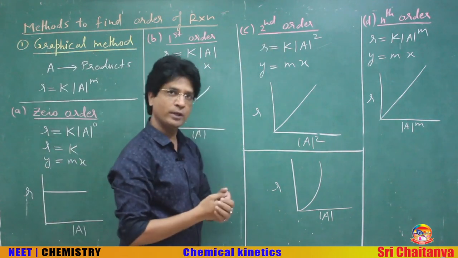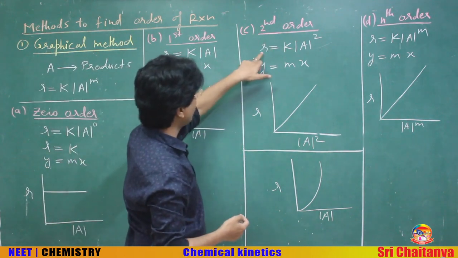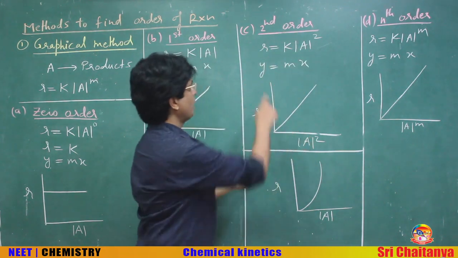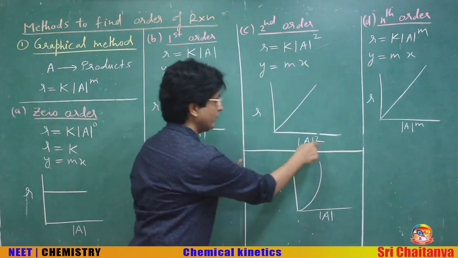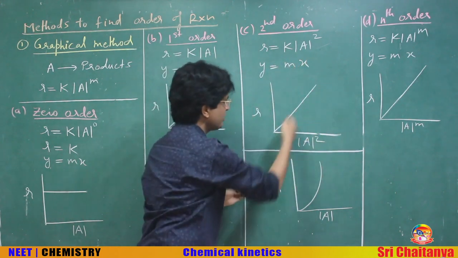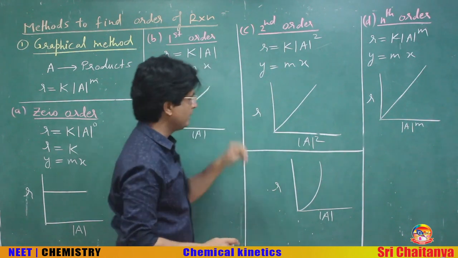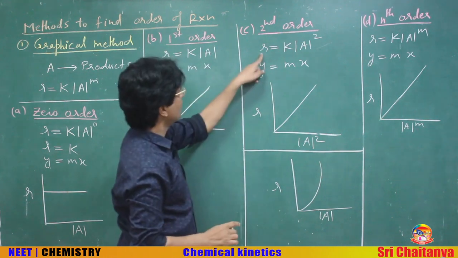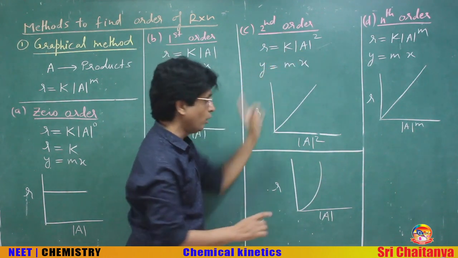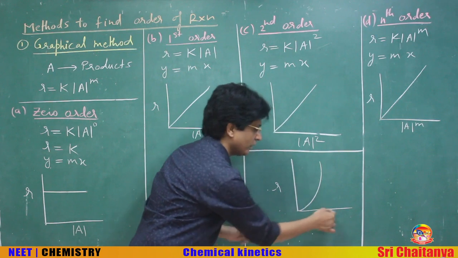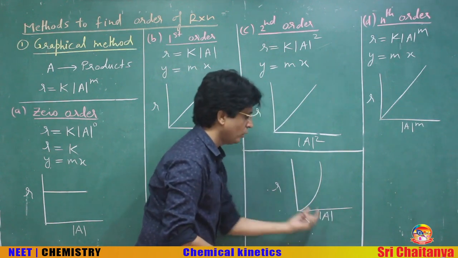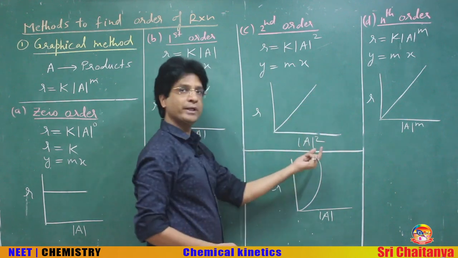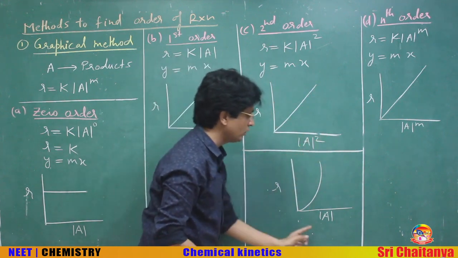Now coming to the second order, I am taking R equal to K A square. Now on the x-axis I have put A square. This will be an equation of a straight line if I put A square on the x-axis. So again a straight line passing through origin. But remember that if they give you A and they give a parabola, this equation is also an equation of a parabola only if we have A concentration to the power of 1 on the x-axis, then this is the parabola. Otherwise it will be a straight line if I have A square. So please keep on looking at what is given on the x-axis.